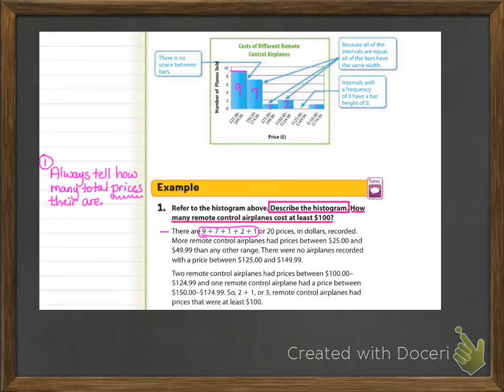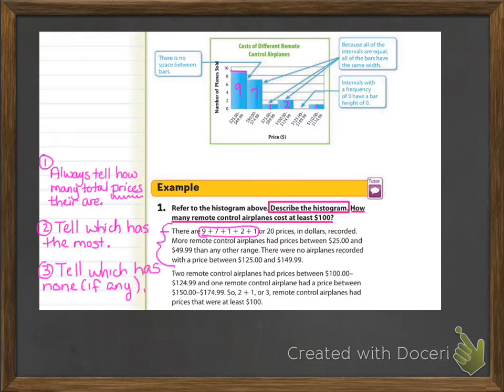So the next thing is tell which one has the most, and then tell which one has the least, if any, or none. So here you can say that the most common cost of different remote control airplanes is somewhere between $25 and $49.99 because that's where it has most of their prices. You could also talk about this one right here where it has none. Simply say that no remote control airplanes cost between $125 and $149.99.